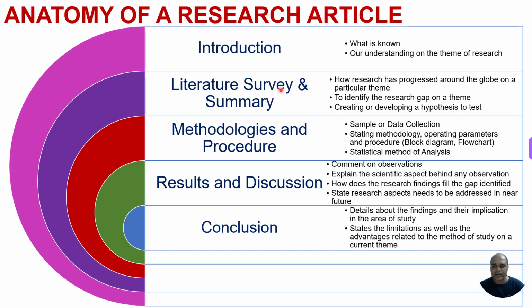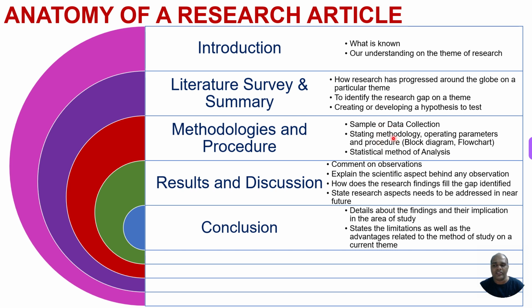So after literature survey and summary, we have the methodologies and procedure. In methodologies and procedure, we talk about the sample or data collection, how the sample is collected, how it is pre-processed before doing some methodology, the pre-processing techniques. So like that we try to talk here. Then stating the methodology, what we do with the data, what is the methodology involved.